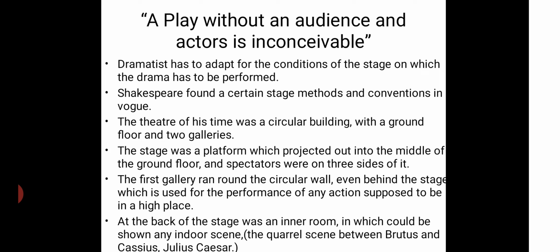In the public theatres, the first gallery ran round the circular wall and even behind the stage, which is used for the performance of any action supposed to be in a high place. And at the back of the stage was an inner room in which any indoor scene could be shown, for example, the quarrel scene between Brutus and Cassius in Julius Caesar.